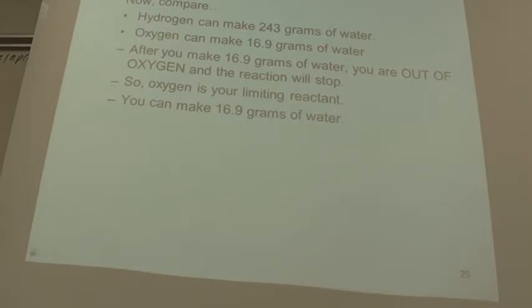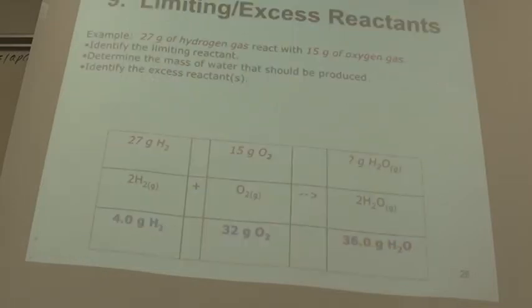If we go back to our original question, the limiting reactant is oxygen. The amount of water that is produced is 16.9 grams. The excess reactant is hydrogen. Your notes also ask you how much hydrogen is used up. Okay, let's try to calculate that.